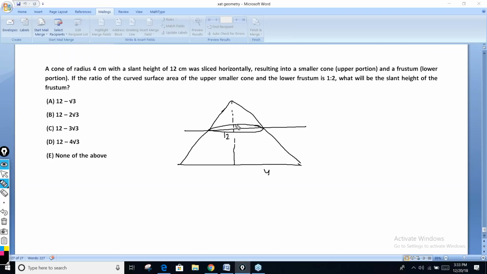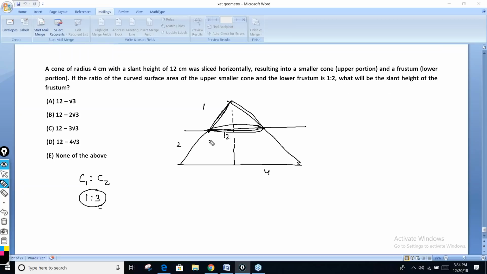If the ratio of the curved surface area of the upper smaller cone and the lower frustum is 1:2, can I say the curved surface area of the smaller cone and the complete, bigger cone, which I'm denoting with C2, will be in the ratio of 1:3? If this part is 1 and this part is 2, the complete curved surface area will be 3.